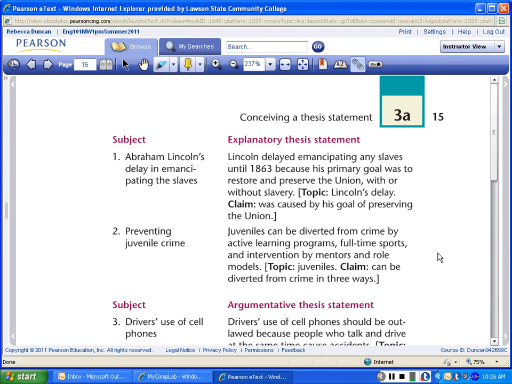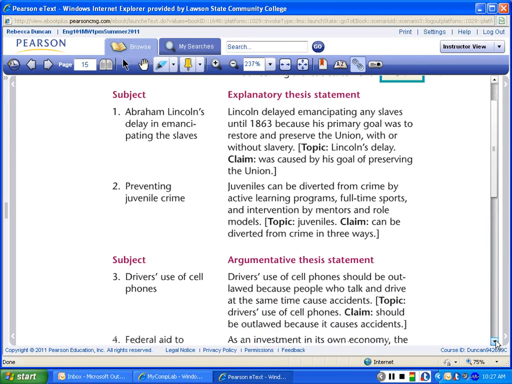Now, does everybody think that that's the only way juveniles can be diverted from crime? No. Some people think it's primarily through education, or it has to do with family, or it has to do with economics. So this paper is saying these are the three that they've selected, and they're going to explain. And that's it. It's not going to get off on any side-related topics.